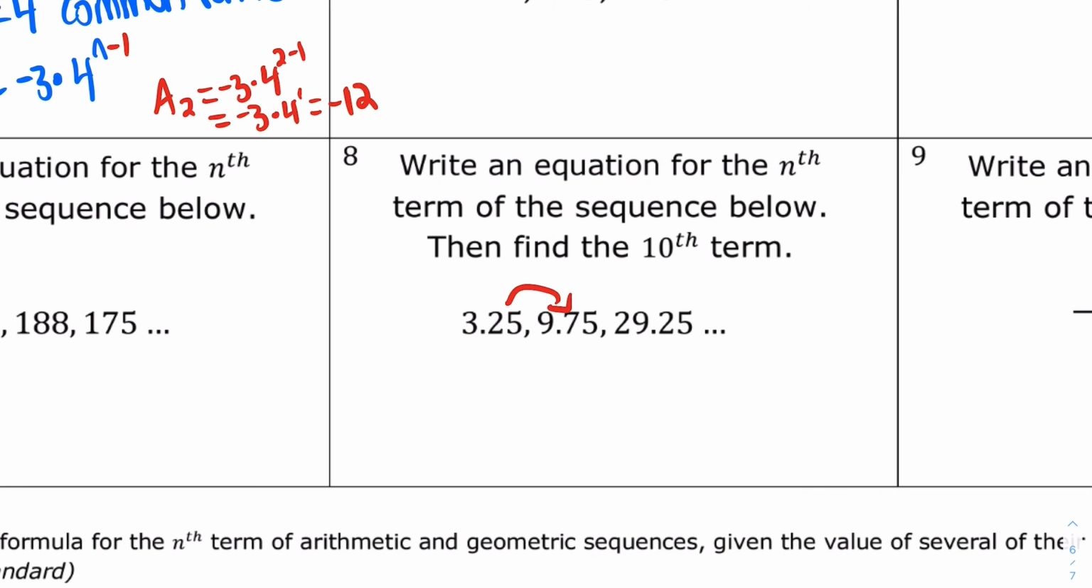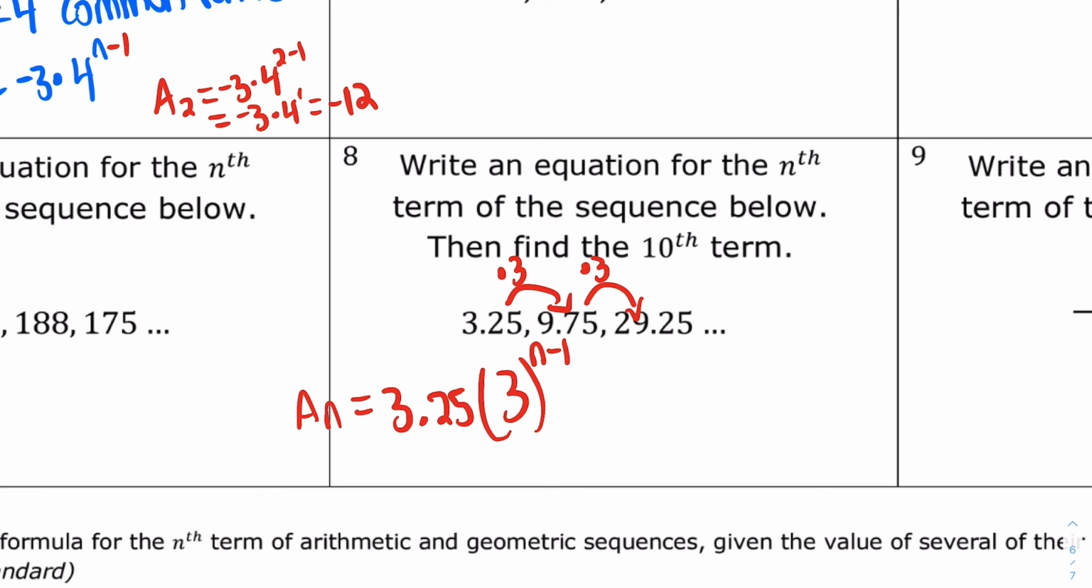So from 3.25 to 9.75, that's a times 3. Here, that's also a times 3. So I'm going to have a 3, and it's going to be raised to an exponent of n minus 1. And we're going to multiply that by the first term in the sequence, 3.25. 3.25 times 3 to the n minus 1 power should be equal to my an.